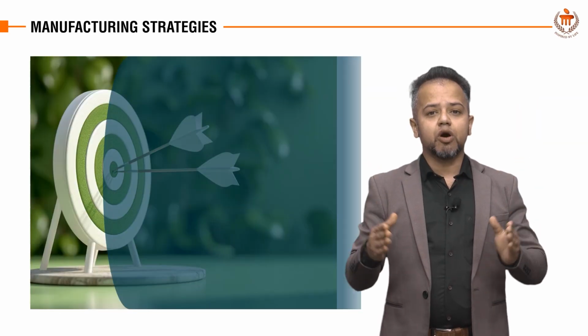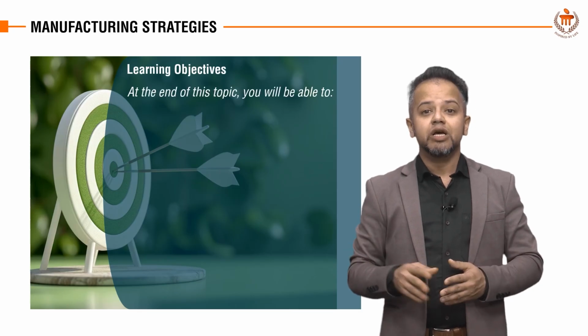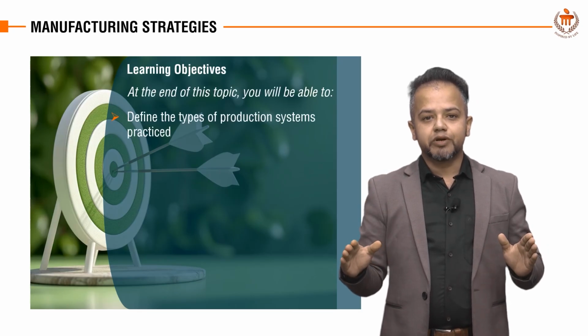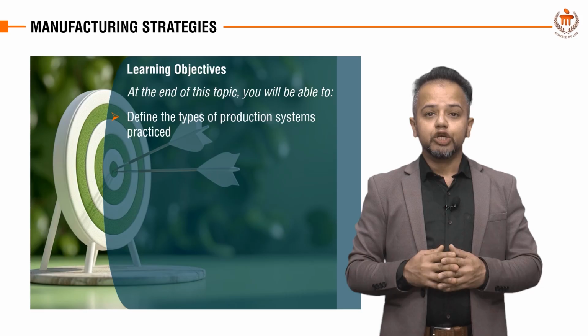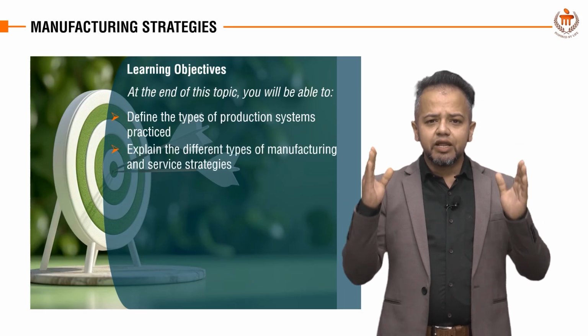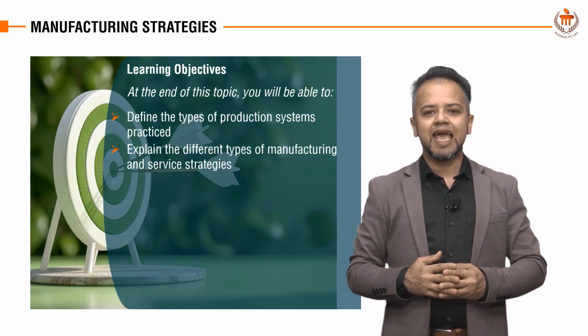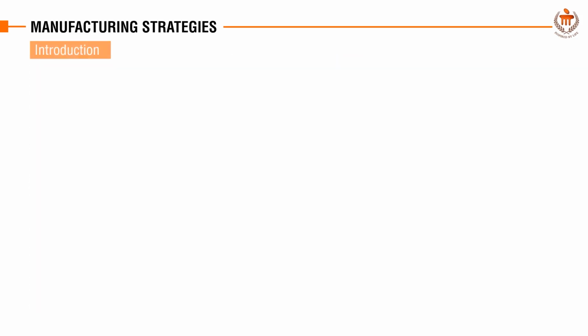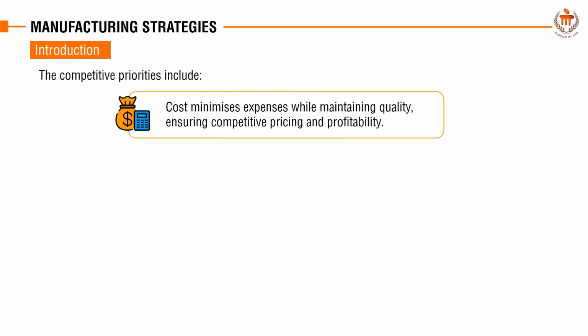At the end of this topic, you will be able to define types of production system practiced. You'll be able to explain different types of manufacturing and service strategies. To begin with, it's essential to understand that competitive priorities in manufacturing processes are crucial in defining how organizations position themselves in the market and meet customer expectations.